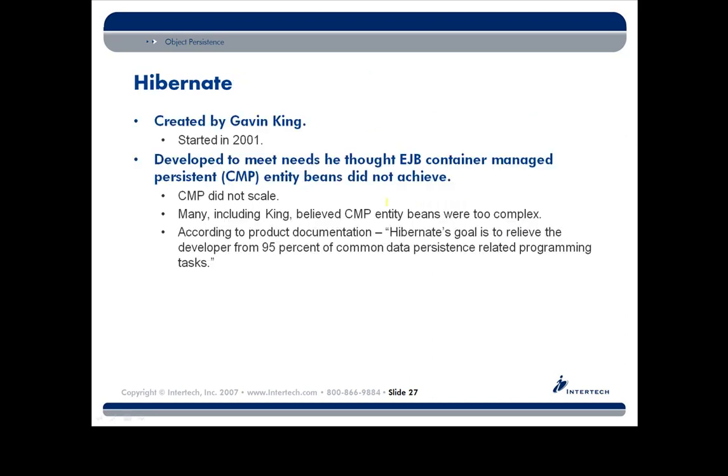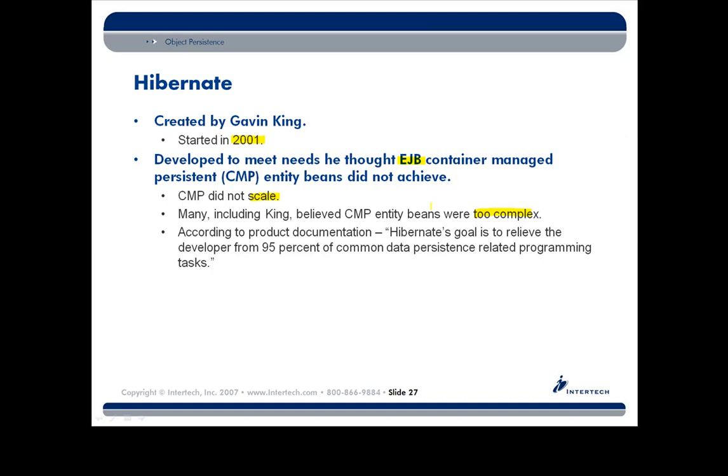Now, Hibernate was created all the way back in 2001 by a gentleman named Gavin King. He developed Hibernate to try to meet the needs of what he saw as deficiencies in EJB. He saw that what was known as container managed persistence, CMP EJBs, didn't scale very well, and they were really way too complex. And this is an opinion shared by a lot of the Java community.